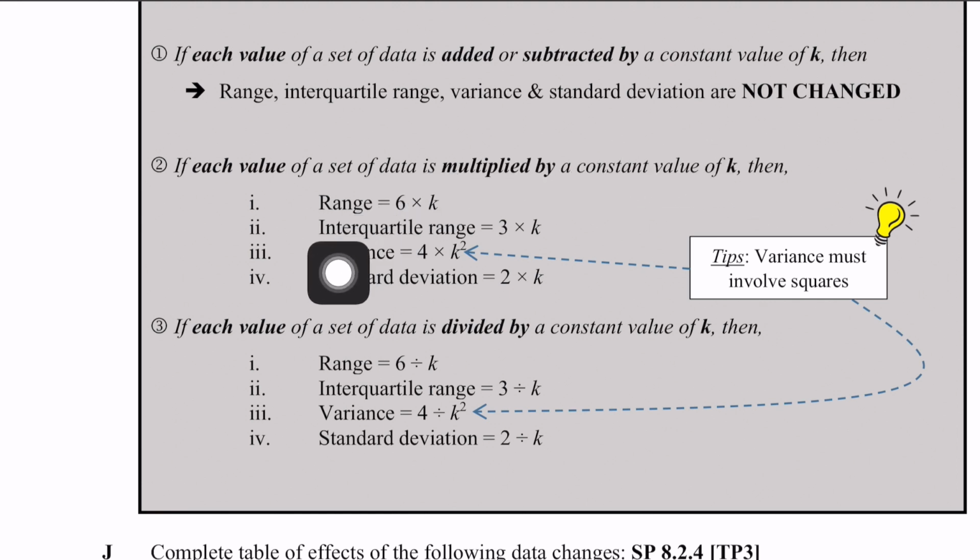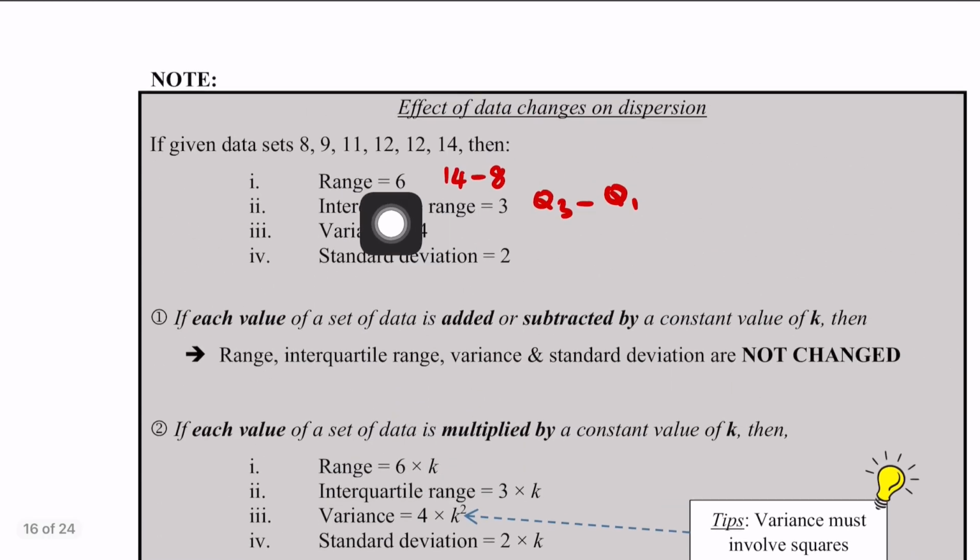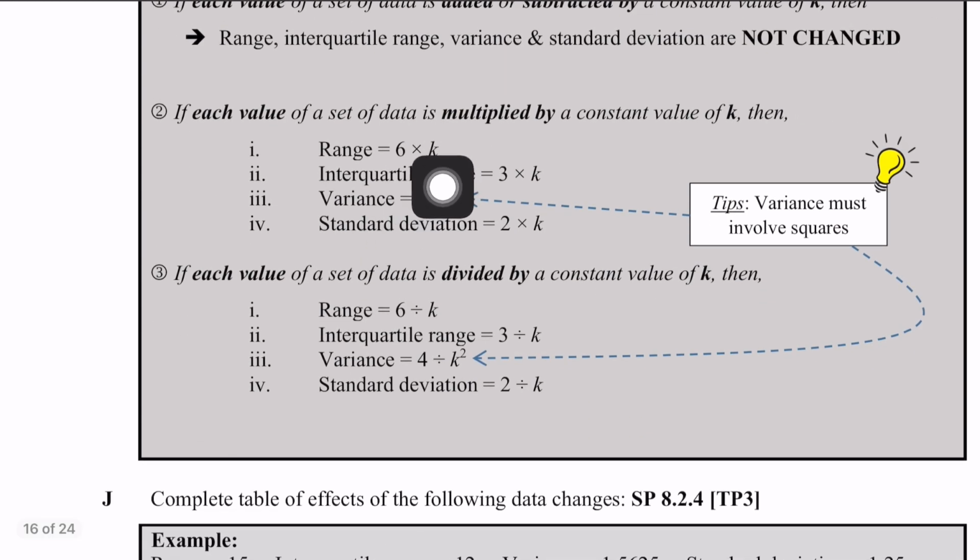Let's look over here. For range, yang asal tadi 6 kan, kita darabkan dengan k itu tadi. Same goes to the interquartile range, 3 times with the constant. And then for variance, variance is special sikit. Kita darabkan dengan k kuasa 2. And then for the standard deviation, just times k.